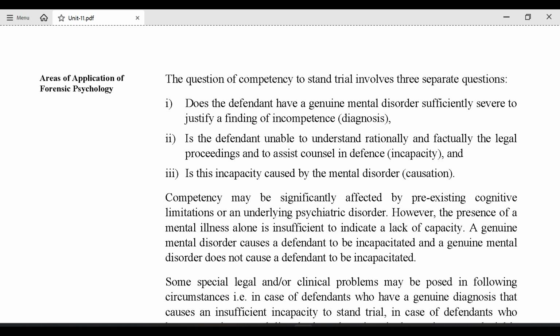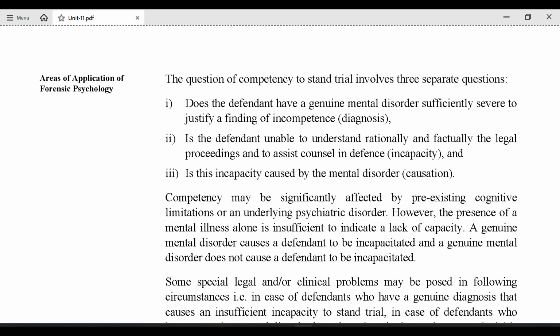Competency may be significantly affected by pre-existing cognitive limitations or an underlying psychiatric disorder. However, the presence of a mental illness alone is insufficient to indicate a lack of capacity. A genuine mental disorder may cause a defendant to be incapacitated, and a genuine mental disorder may not cause a defendant to be incapacitated. Some special legal and/or clinical problems may be posed in the following circumstances, i.e.